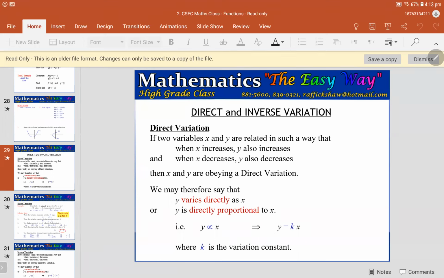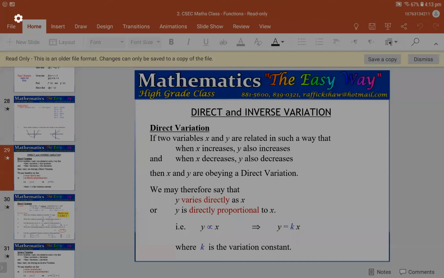So fg will be different from gf. f^-1 g^-1 will be different from (fg)^-1. It's different, right? So let me just bring up something quick and show you.